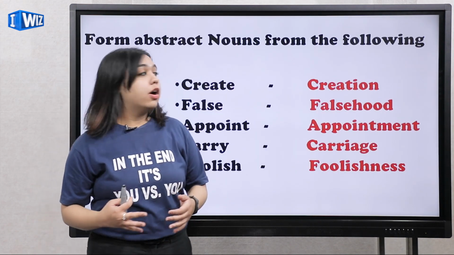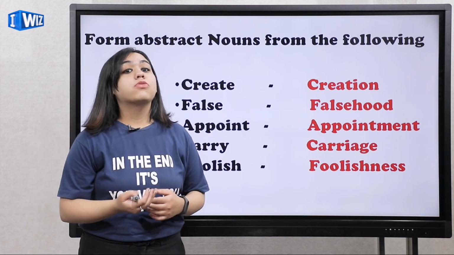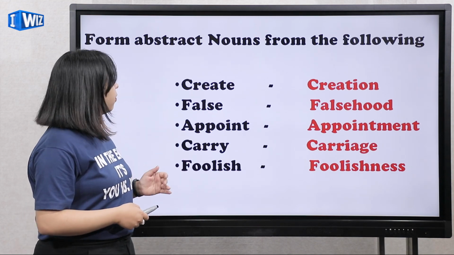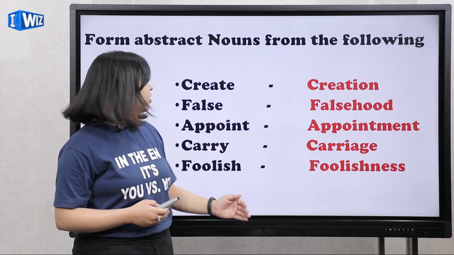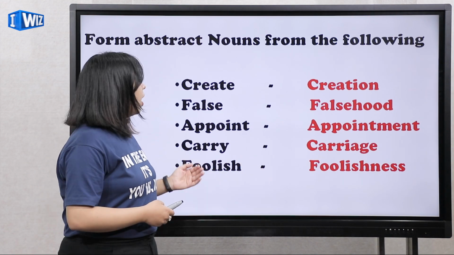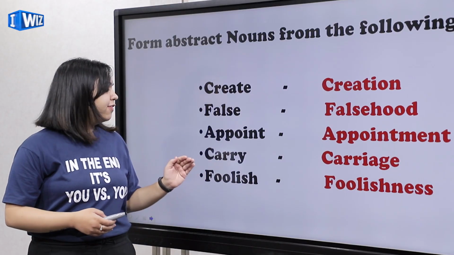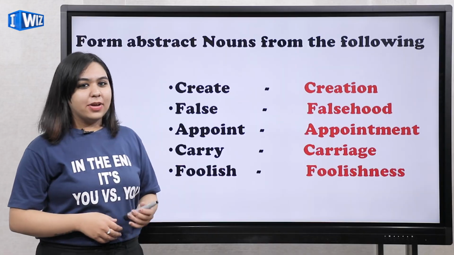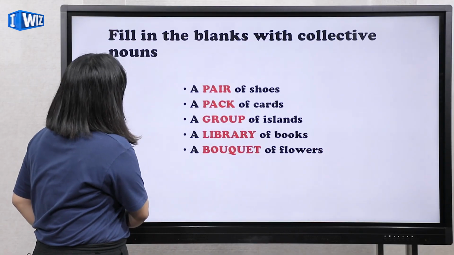Okay, so the first question that I gave you was about forming the abstract nouns. These were the words create, I will read the answers for you: create, creation; false, falsehood; appoint, appointment; carry, carriage; and foolish, foolishness. I hope that you've done them right. You can check them. Let's move on to our next question.